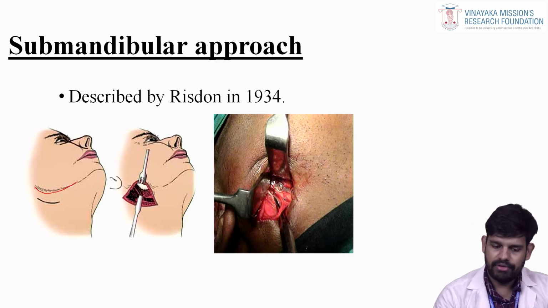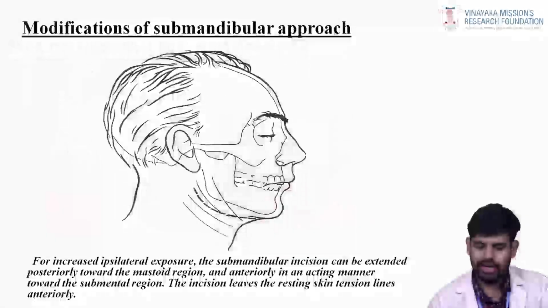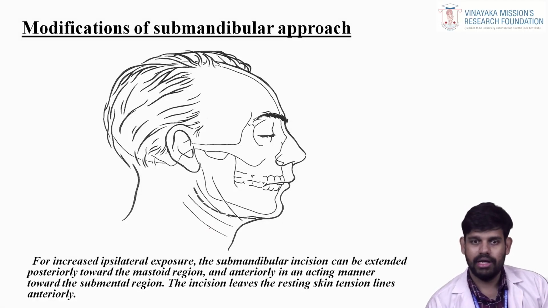So the extraoral approaches are submandibular, given by Risdon in the year 1934. This is the lower border of the mandible; 2 centimeters below the lower border of the mandible, an incision is placed. Why 2 centimeters, why not 1 centimeter, if you ask? The marginal mandibular nerve goes along the lower border, or 1 to 2 centimeters from the lower border. So the incision should be placed 2 centimeters from the lower border, so that there is no injury to the marginal mandibular nerve. So along the lines of the creases, so that we can mask the incision line and the scarring won't be that visible.